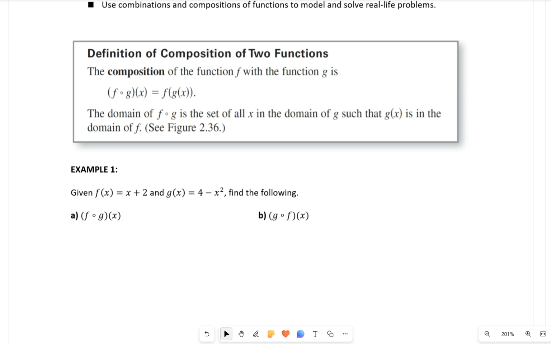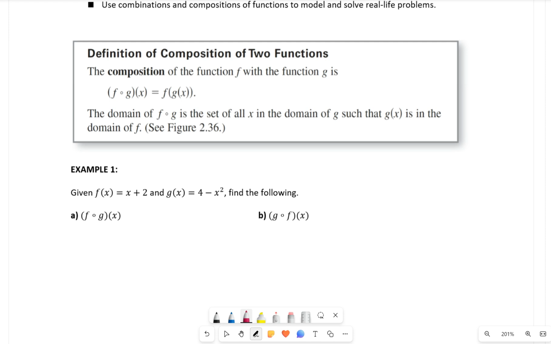So as we move down here to the definition of composition of functions, here's how it reads. The composition of the function f with the function g is, and they gave us some notation here that are equivalent to each other. We're going to talk about how that is read. The domain of f composition g is the set of all x in the domain of g such that g of x is in the domain of f.